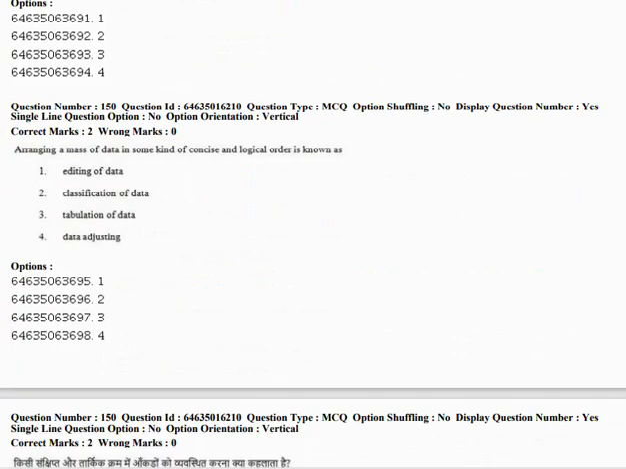Now 150, last but not the least. Arranging a mass of data in some kind of concise and logical order is known as data tabulation. That is option number 3 is the correct answer.